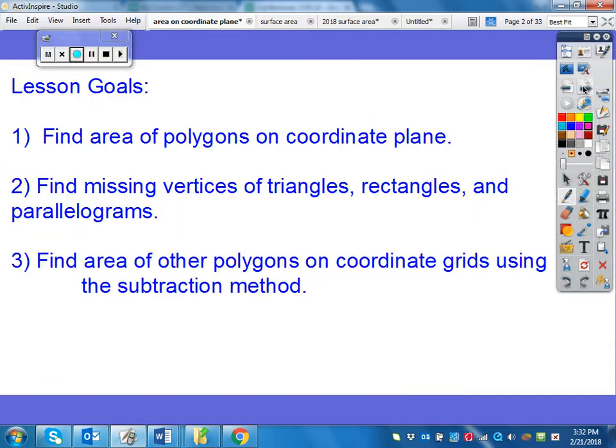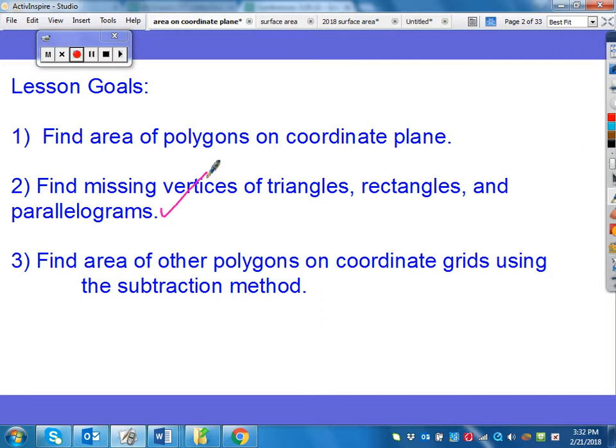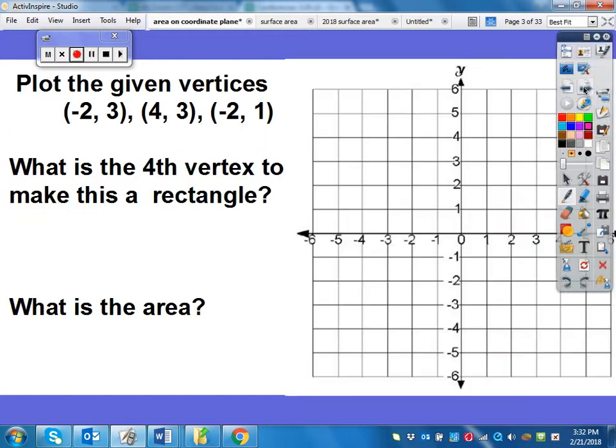So if I look back here, what we've done is we've definitely found a missing vertex of a triangle. Finding the area of polygons on the coordinate plane, well, we had to find the area of that triangle once we made it. So I think we're pretty good on that one as well. Let's do a couple more practice questions before we get to that challenge number 3 goal.